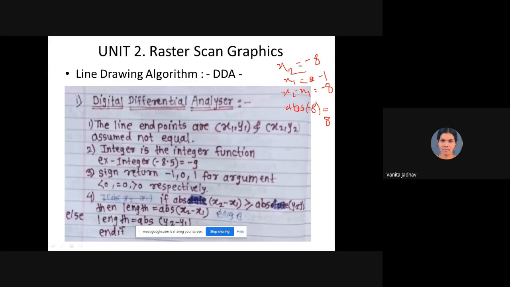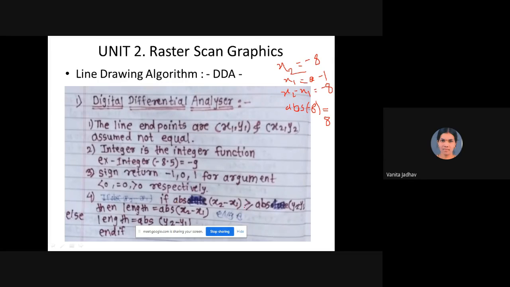Okay. So for example, suppose the value of x2 is minus 8 and x1 is 0. And suppose the value of y2 is minus 4 and y1 is 0. So I will repeat, x2 minus 8, x1 0, y2 minus 4, y1 0. So in this case, which term will be greater? Obviously absolute of x2 minus x1 will be greater. So in that case, length will be absolute of x2 minus x1. Otherwise, it will be absolute of y2 minus y1.